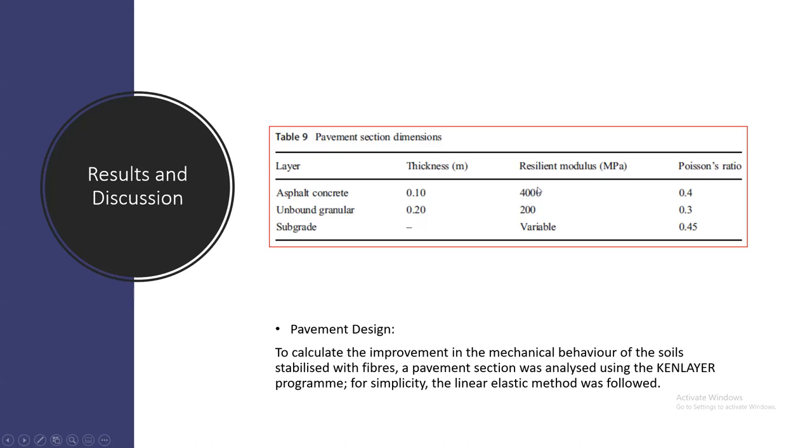resilient modulus, we assume 4,000 megapascal and 200 megapascal with 0.4 and 0.3 Poisson ratios. These values are going to be constant during the analysis using CanLayer. The only variable will be the subgrade, and this is going to be the resilient modulus from the test results. So we are going to adapt it in the program to find out the pavement design.